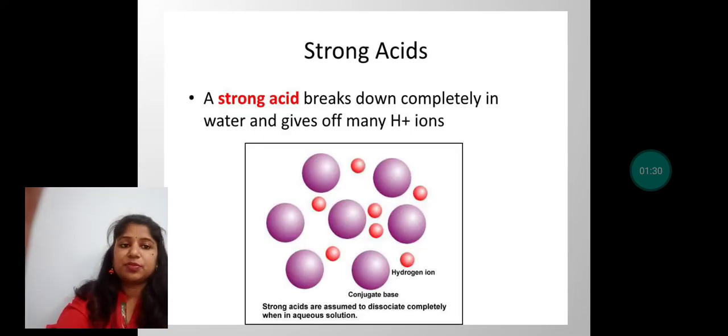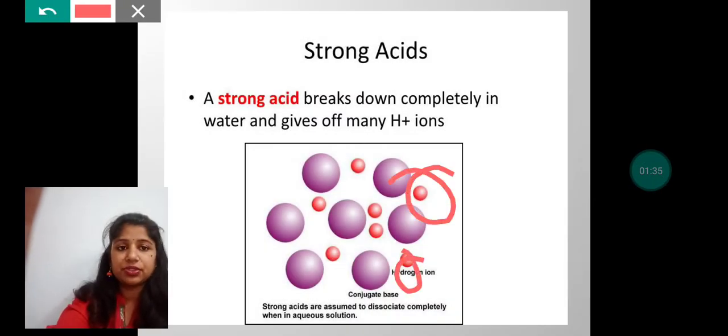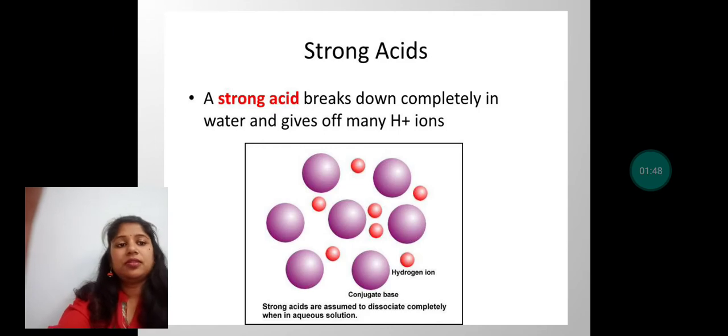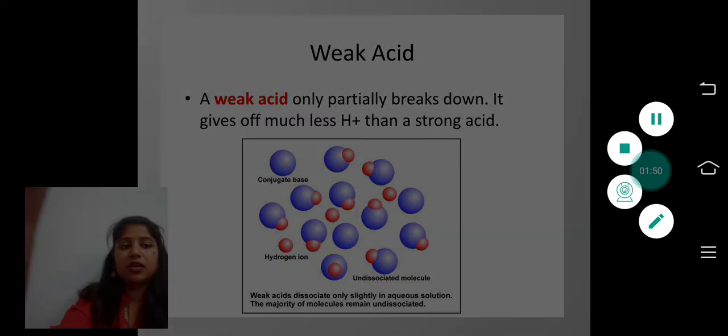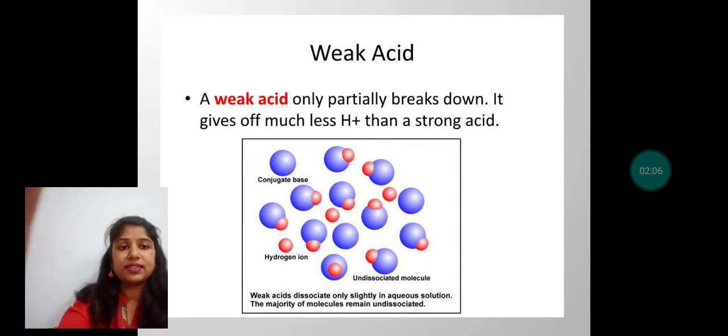Now, can you see this picture? In this picture, you can see many H plus ions. Almost all H plus ions are released outside. So when H plus ions are released in large numbers, it is known as a strong acid. Now, in this picture, here H plus ion is not separated, here H plus ion is not separated, but here and here H plus ions are separated. That means very few H plus ions are separated. So this acid is known as a weak acid.